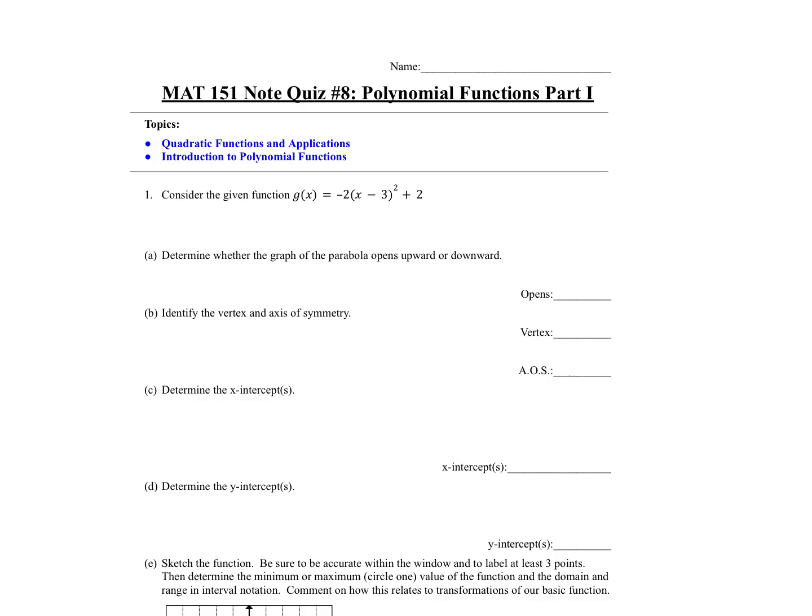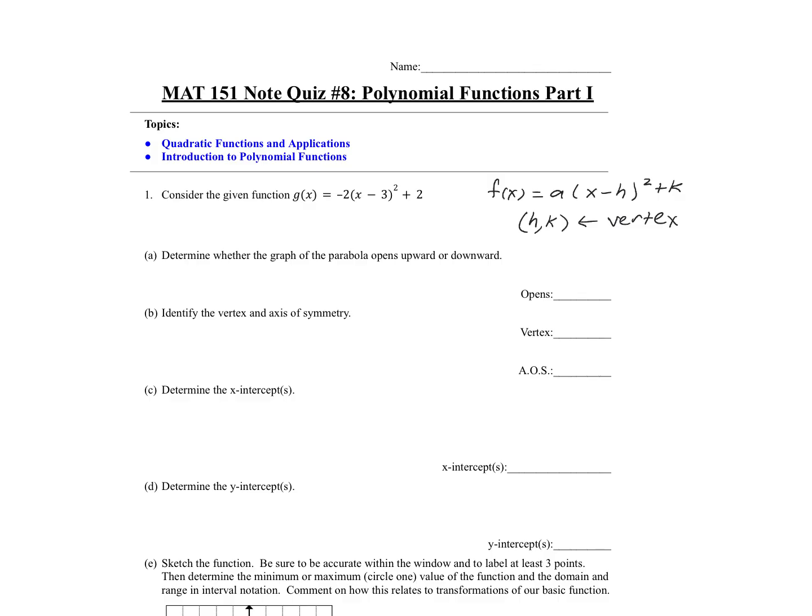When you have a function of the form f of x is equal to a times x minus h squared plus k, a person who knows a lot about quadratic functions can read off the vertex very easily by just looking at the two numbers h and k in the formula. The h number is going to be the x-coordinate of the vertex, and the k number is the y-coordinate of the vertex. So this right here is going to be the vertex for this quadratic function.